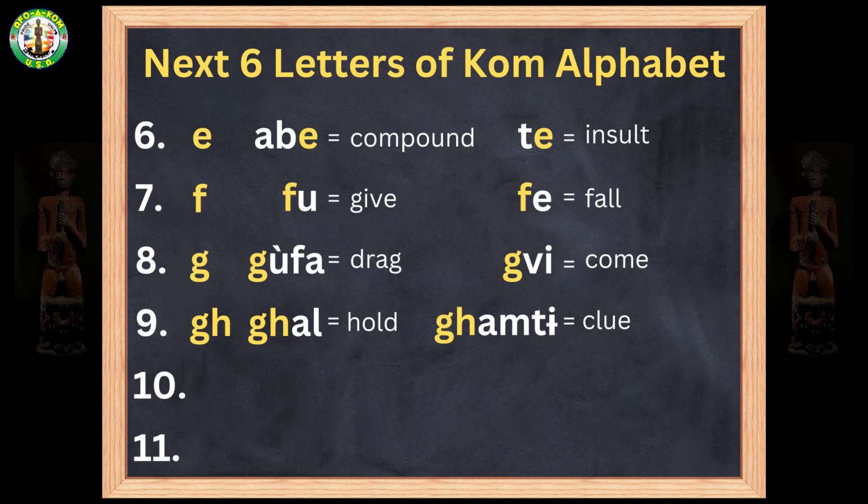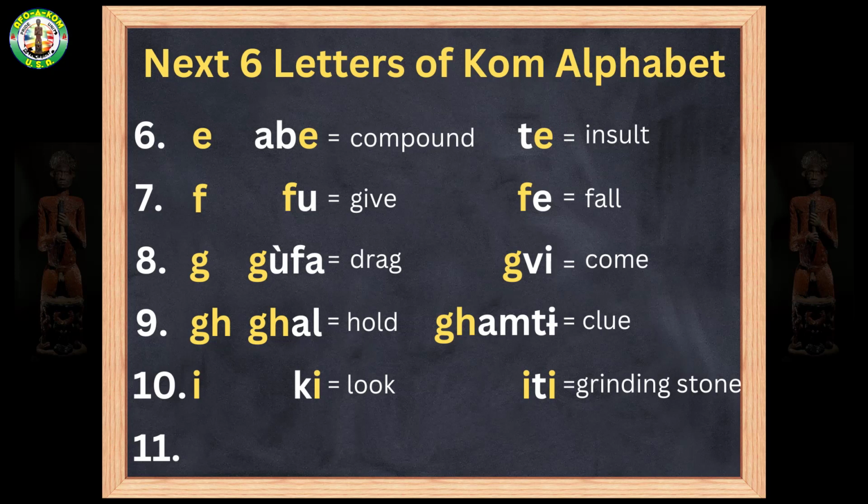And then we have the 10th letter, that is I. It's written the same way, and we can use it in the word ki. So ki in this case means look. Iti in this case means grinding stone, as we can apply it.